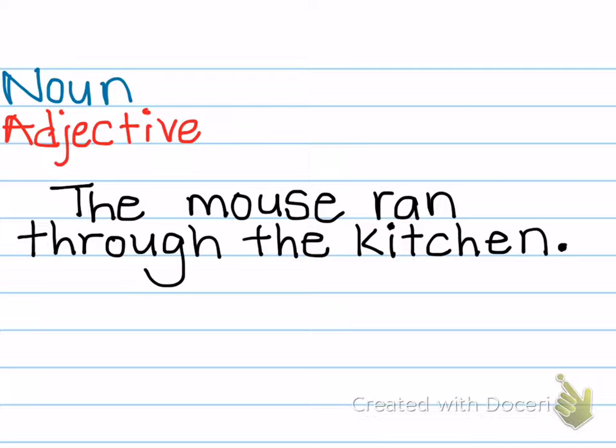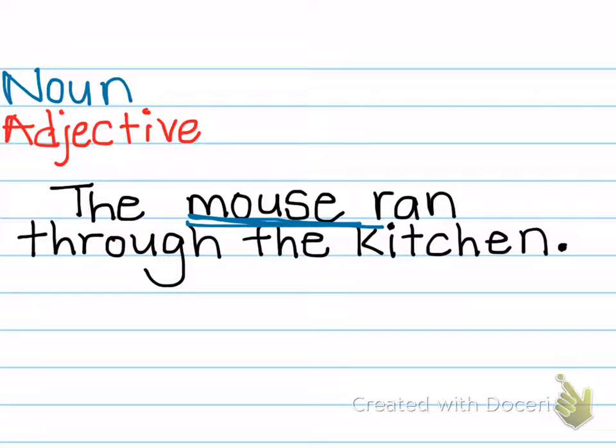Okay, I've got a new sentence here. It's a little bit longer and it's a little bit trickier because I see there's more than one noun here. Okay, but I know a lot about nouns, so I think I can figure this out. The mouse ran through the kitchen. All right, now as a reminder, nouns are people, places, or things. Person, place, or thing. So I happen to know that a mouse is a thing. It's an animal. It's a creature. So that is definitely a noun.